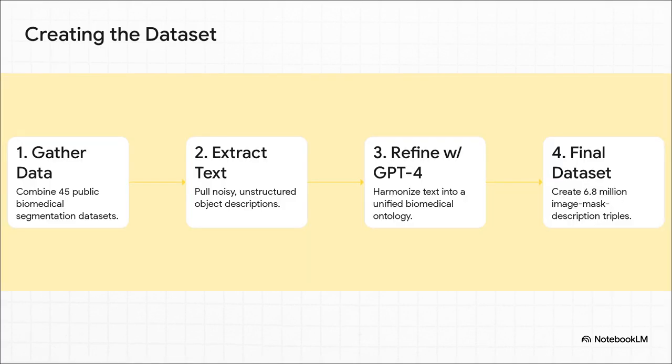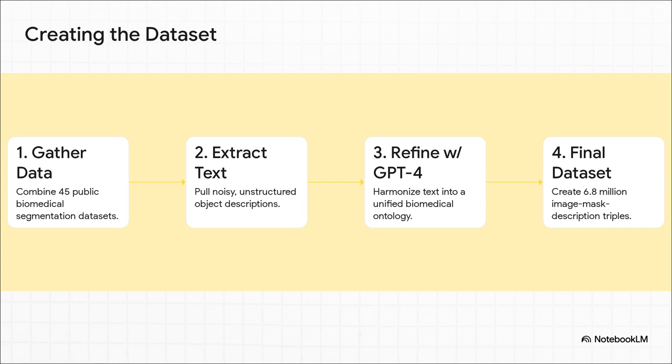So how in the world did they build something this powerful? Well, the secret sauce here is just brilliant. The researchers grabbed 45 different public data sets. The problem was, all the descriptions for the objects were a mess. They were inconsistent. So they used GPT-4 to act like a universal translator, cleaning up all that messy text and organizing it into one single unified language. The result? A massive, super high-quality data set of almost 7 million examples to train their model on.